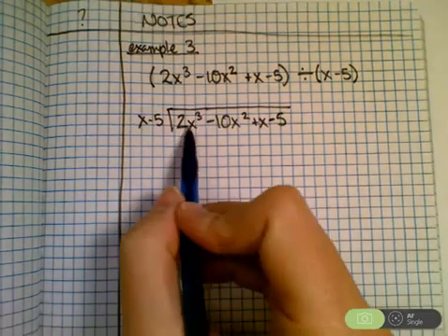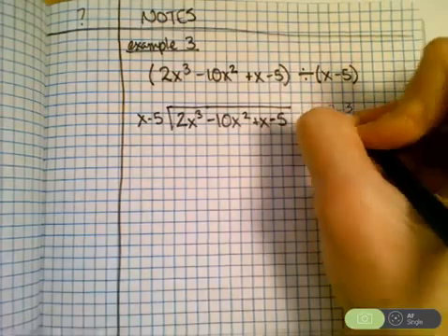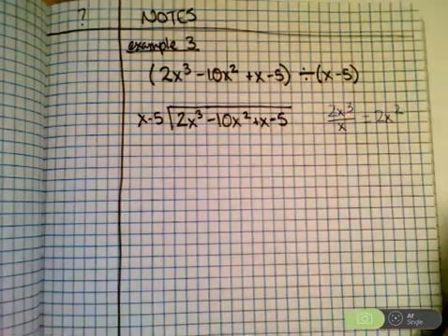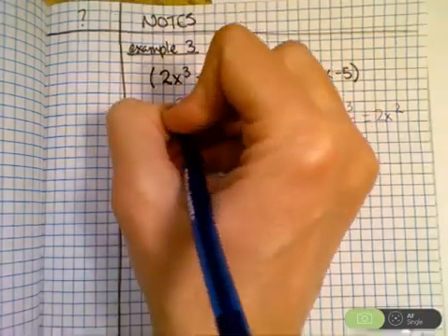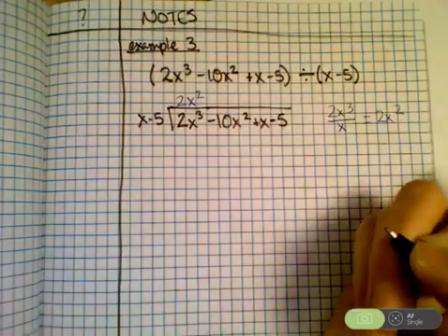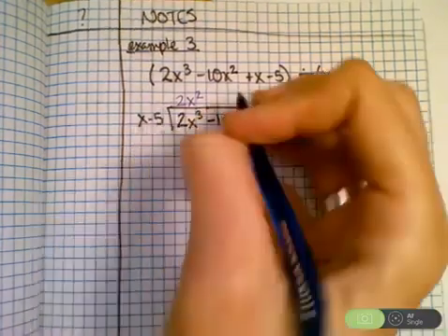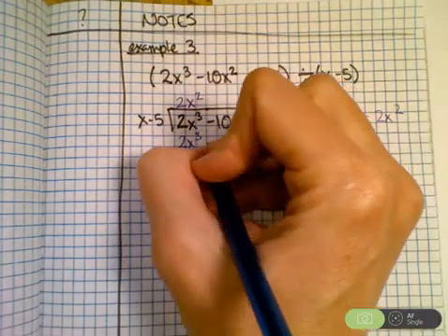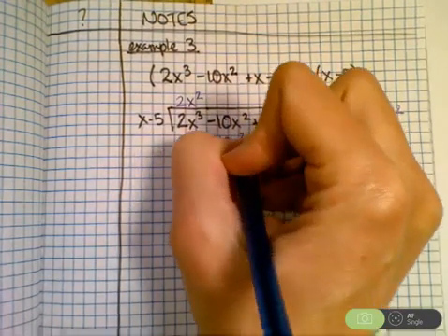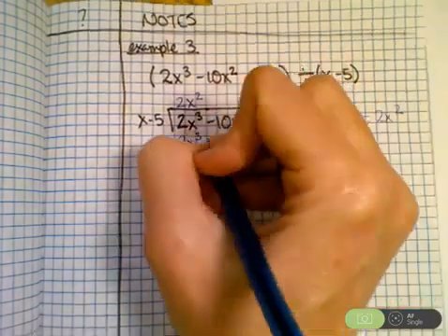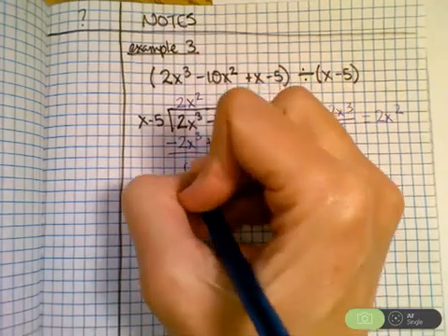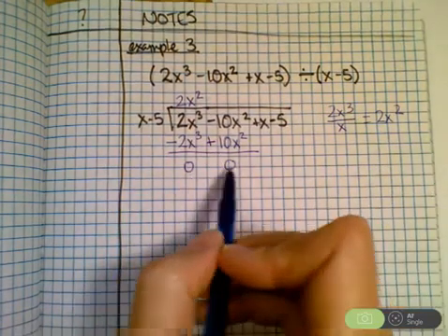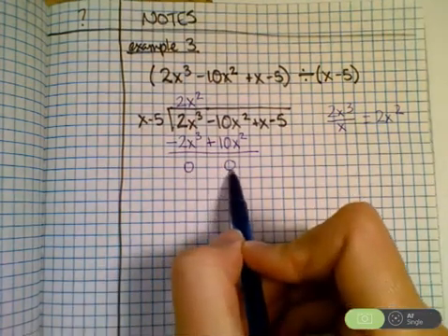Remember, we divide the outside terms, so 2x to the third divided by x is 2x squared. So on the top here, I put a 2x squared. Then I multiply. 2x squared times x is 2x to the third. 2x squared times negative 5 is negative 10x squared. Draw the line, change the sign. That gives me a 0. Negative 10x squared and 10x squared gives me another 0. So this is an interesting case, right? Because we have 2 zeros there.